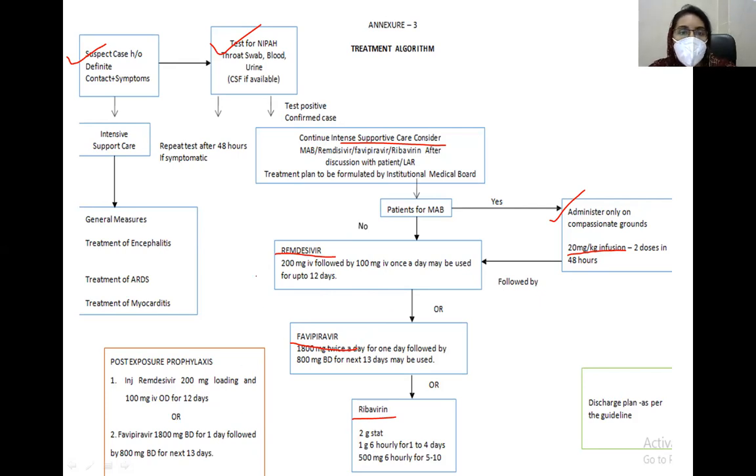Okay, so this is all when you get it. But another thing is, the patient also requires intense supportive care, general measures. If the symptoms are enteritis, treat the enteritis, treat the encephalitis, treat the ARDS, and treat the myocarditis. The detailed description is given in the document. And 4th is the post-exposure prophylaxis. Injection remdesivir 200 mg loading followed by 100 mg IV OD for 12 days, or favipiravir 1800 mg BD for 1 day followed by 800 mg BD for another 13 days, can be used for post-exposure prophylaxis also.